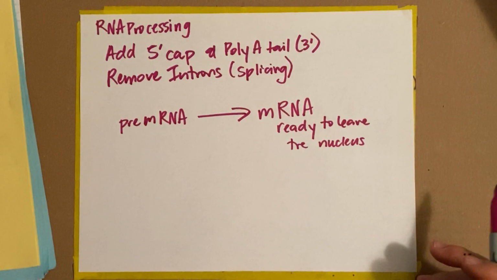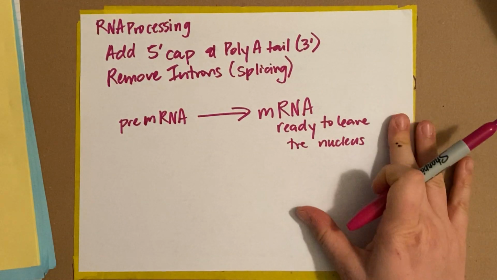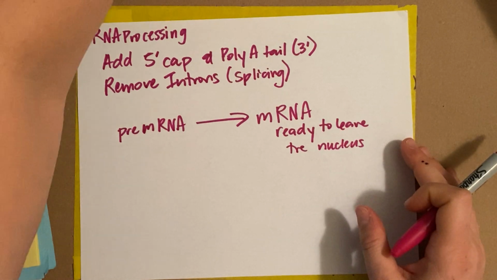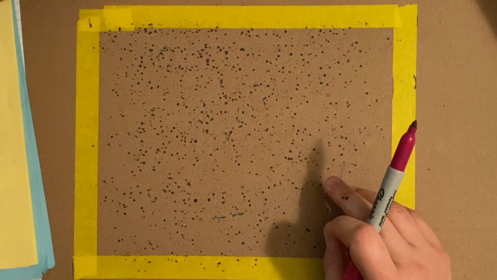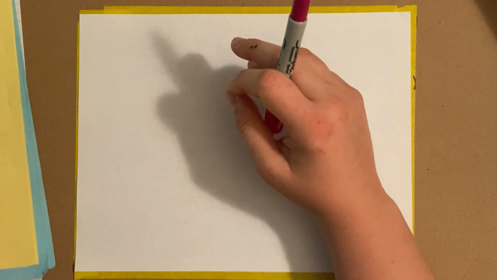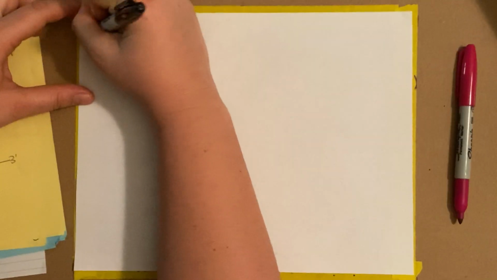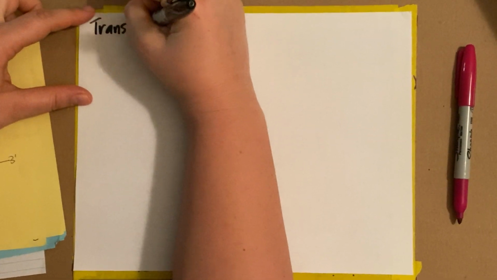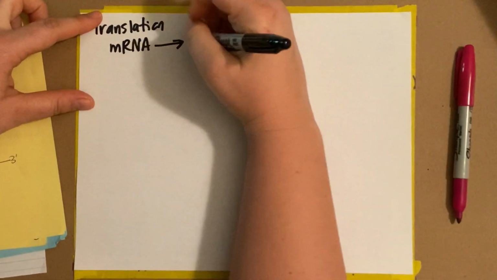So now we're going to move on to our last major step, which is called translation. When you think of the word translation, I hope you're thinking about languages, and how we can take English and translate it into Spanish or Portuguese or Mandarin. You're basically taking these words and putting them into another format. That is what we're going to be doing now. When we do translation, we are starting with mRNA and we're going to make protein.